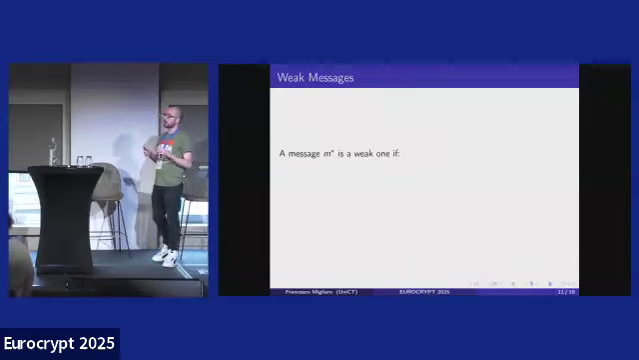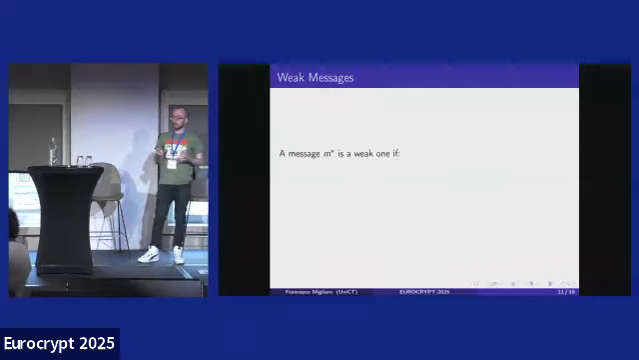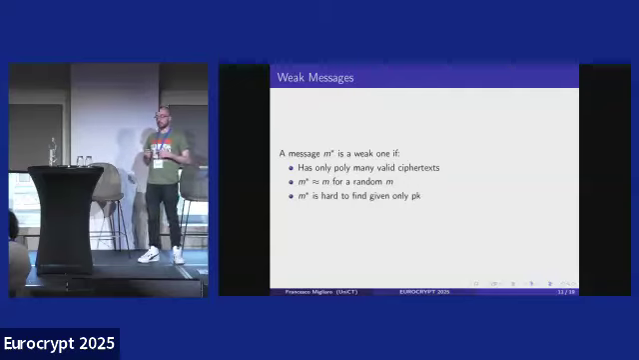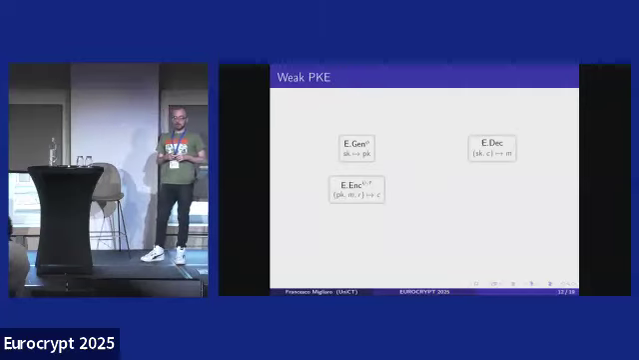So let's specify better what a weak message is. A weak message is weak if it has only polynomially many ciphertexts associated to it, if it looks like a random message, and if it is hard to find given only the public key. This is because we want to still be in CPA. And so we have defined this weak public key encryption scheme, which is always ideal.